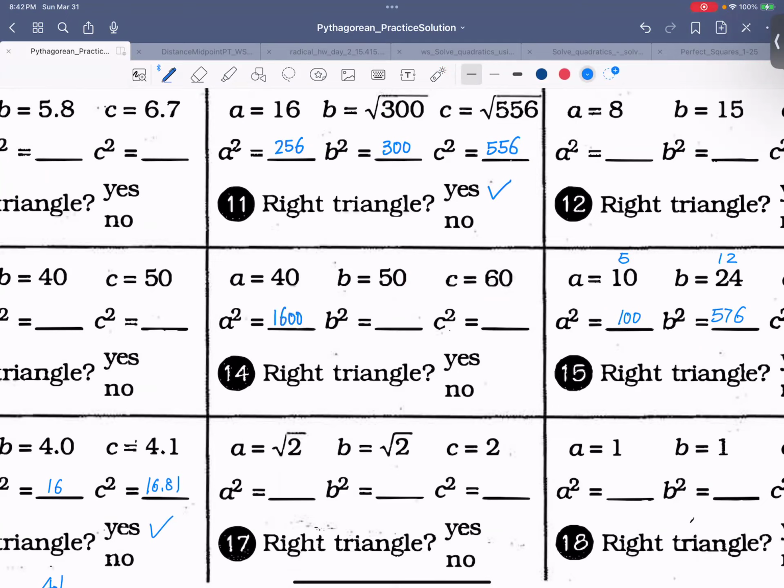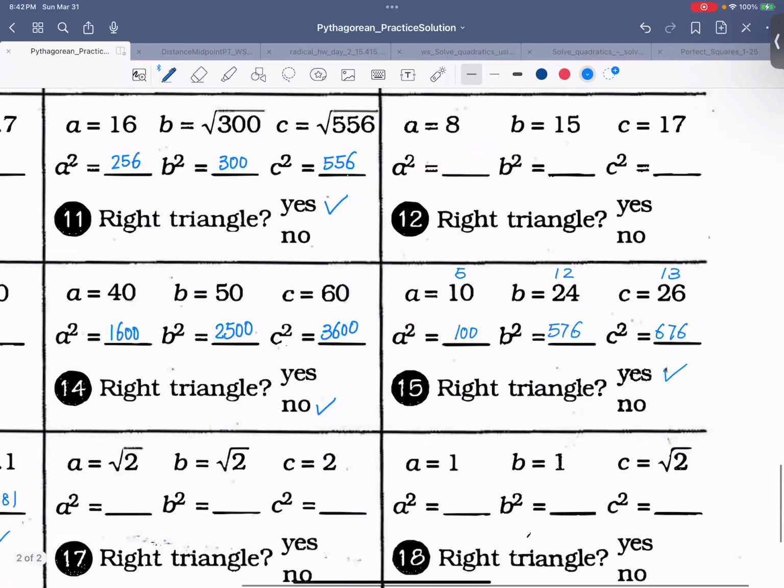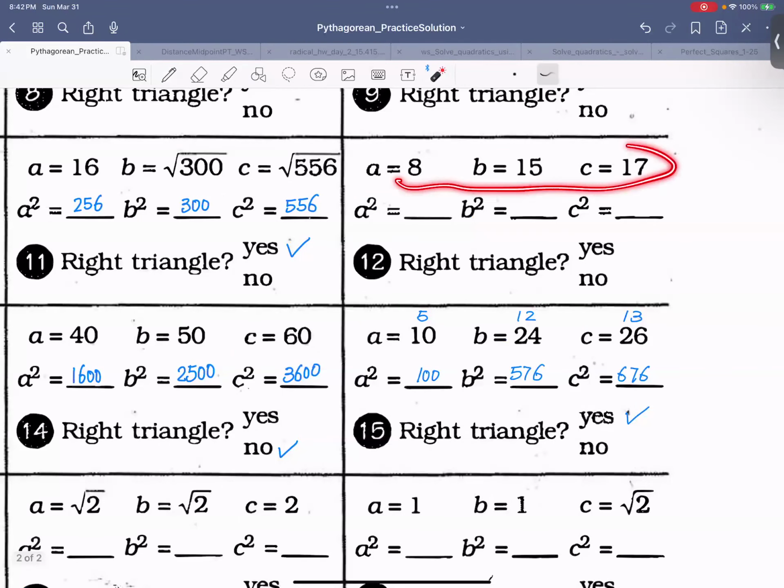1,600. And then 2,500. And then 3,600. Yes or no? No. Good. Now, this one. By looking at this, do you think this is a right triangle? Yes or no?